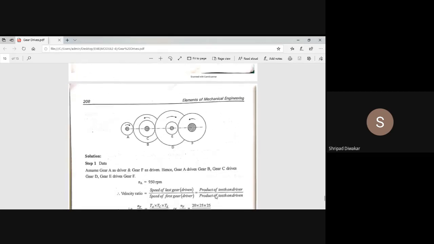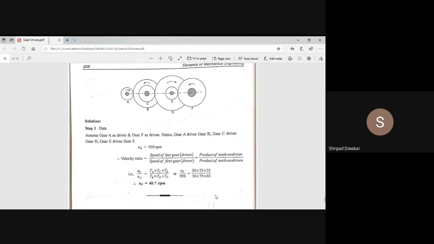Okay, here there are two compound gears. Gear A is the driver gear. Gear F is the driven gear. C and B are compound gears. Even E and D are also compound gears. So according to our formula, speed of the last gear divided by speed of the first gear equals the product of teeth on the driver gears divided by the product of teeth on the driven gears. So you have to analyze.